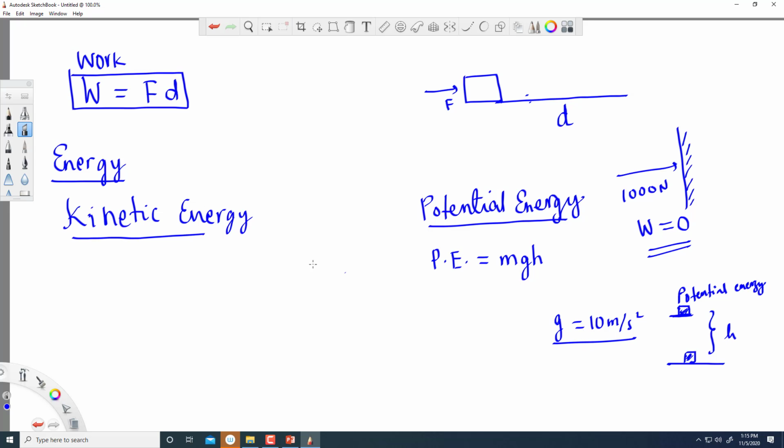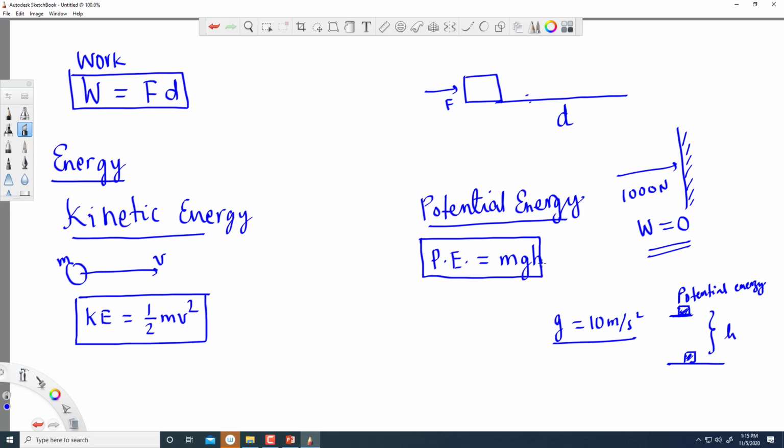And then kinetic energy is the energy possessed by any object that is in motion. Okay, an object moving at some speed v has the kinetic energy of 1/2 mass times velocity squared, or speed squared. Okay, that's the kinetic energy.